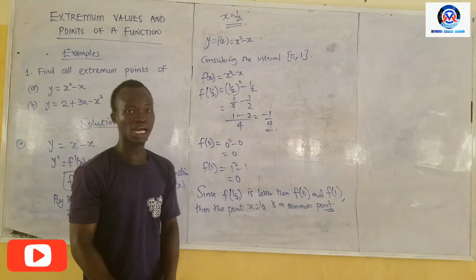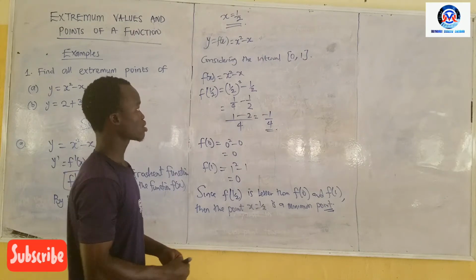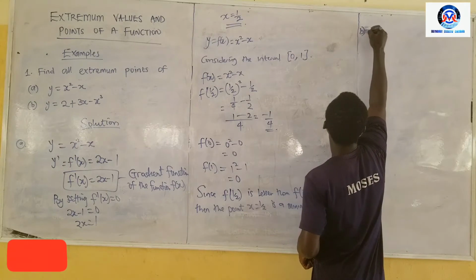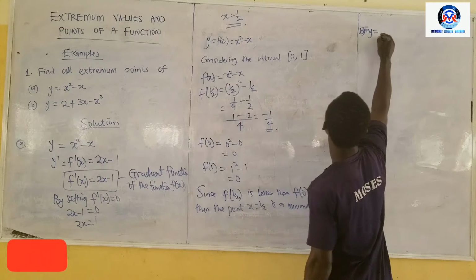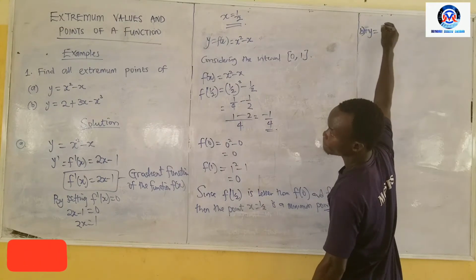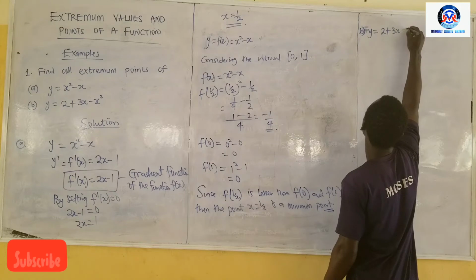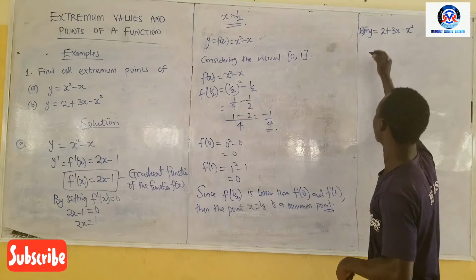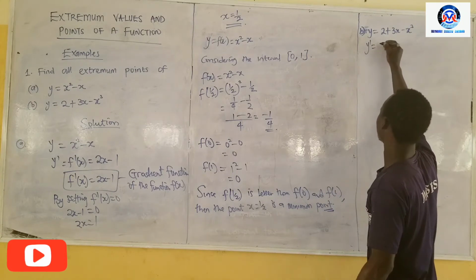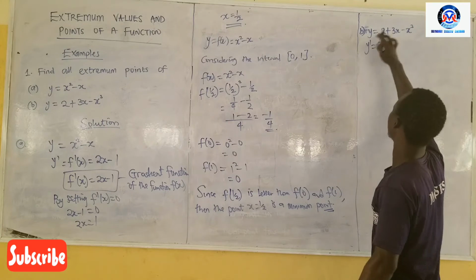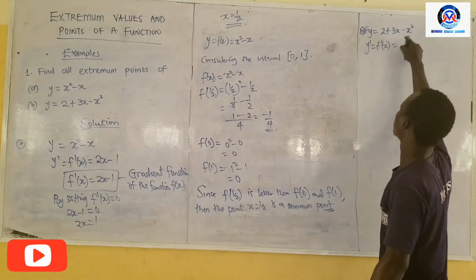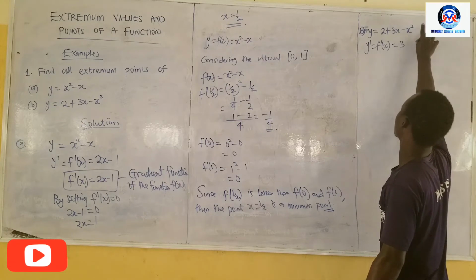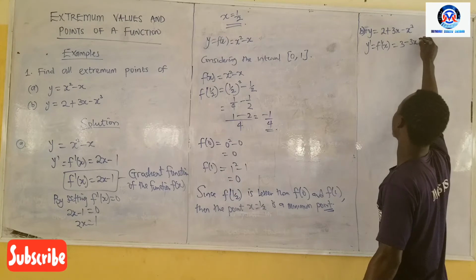So now let's consider the second example. The second example states that y equals 2 plus 3x minus x cubed. So now here also we have to differentiate the function. Then we have y prime, which is the same thing as f prime of x, and by doing so, differentiating this constant, we have it to be 0. Differentiating 3x, we have it to be 3. Differentiating minus x cubed, we have this to be minus 3x squared.